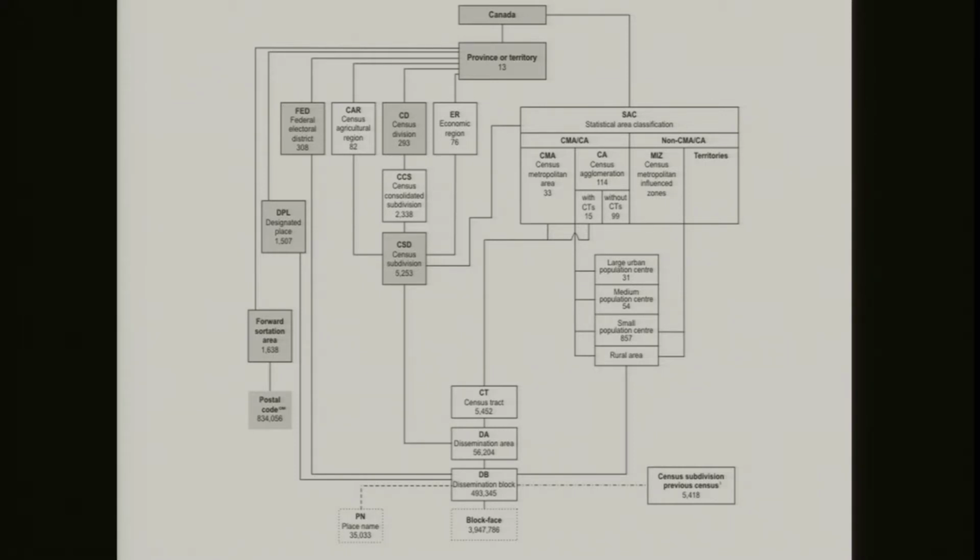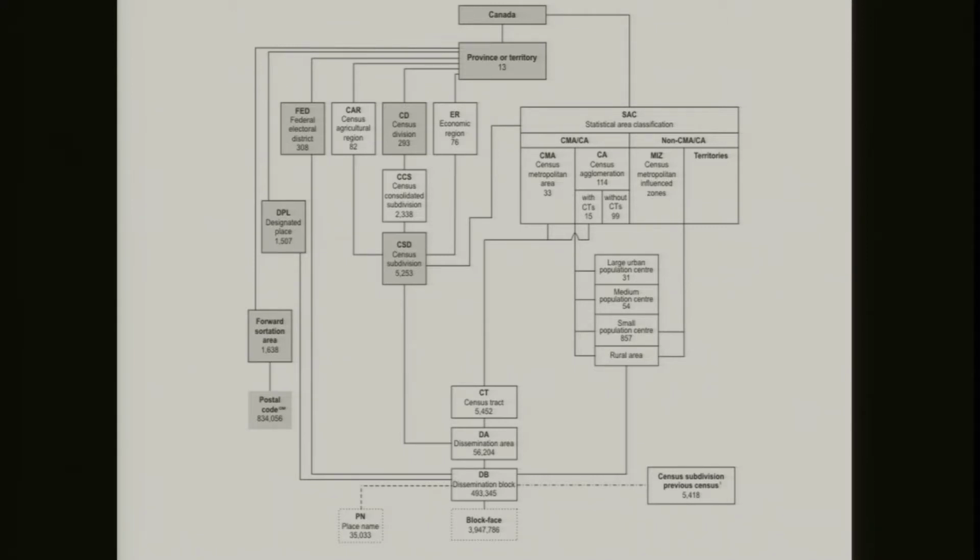So this is the standard geographical classification from StatsCan as to how things are set up. The census subdivision sits here in the middle. There's a little over 5,000 of them. This is essentially a municipal equivalent. It's a little bit of a dynamic boundary.